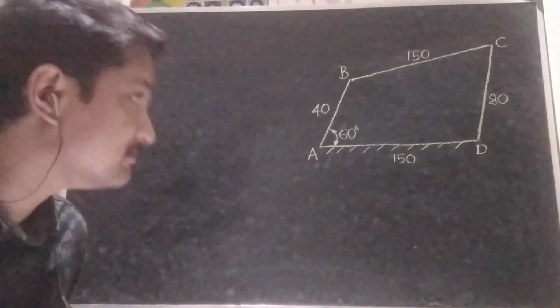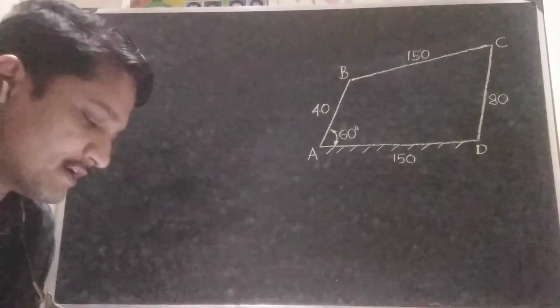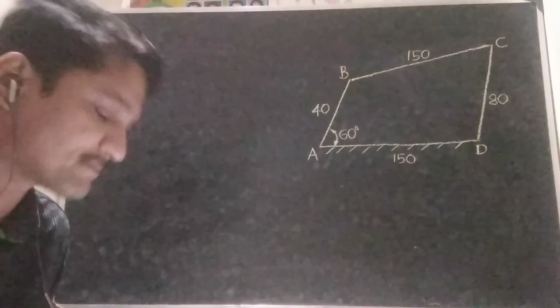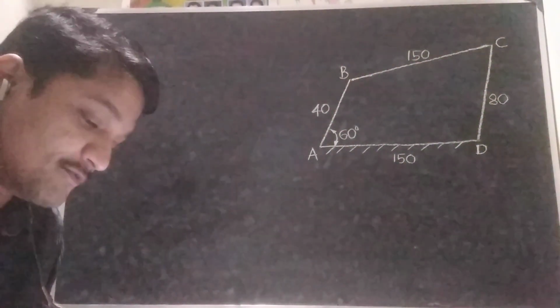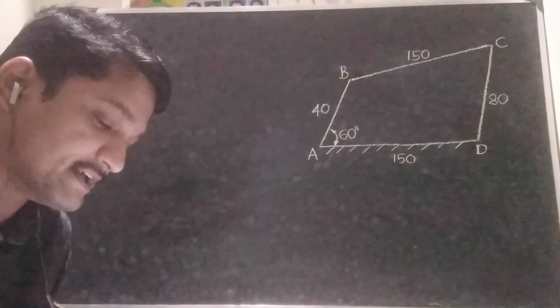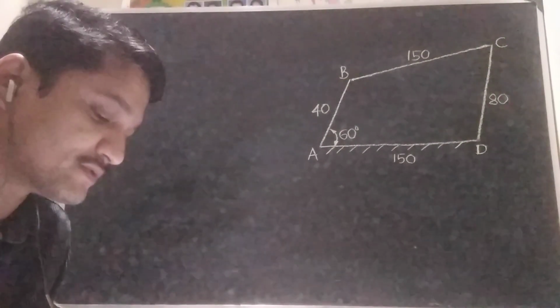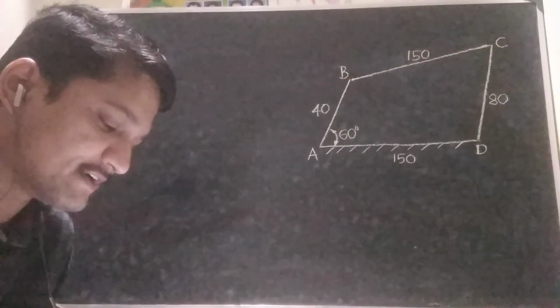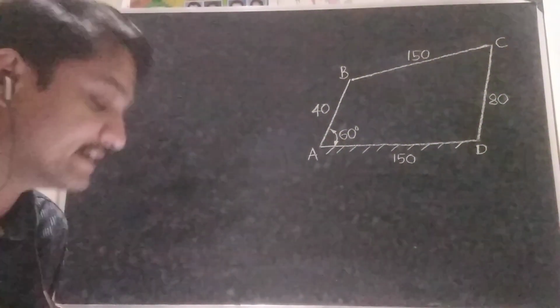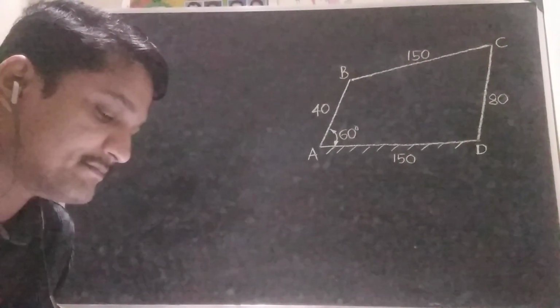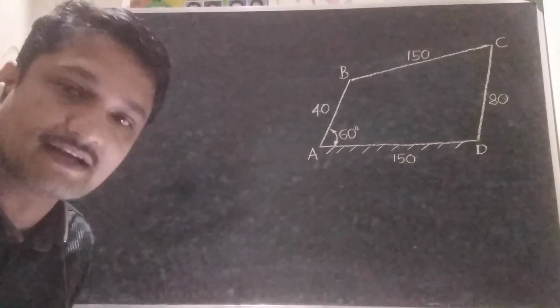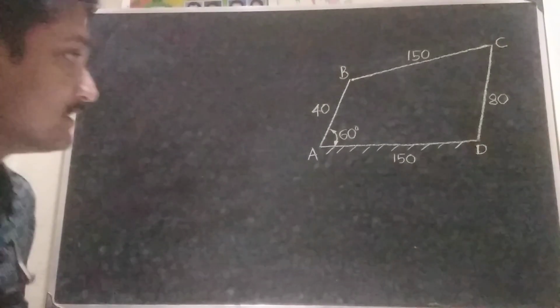The crank AB is 40 mm long and rotates at 120 rpm clockwise, while the link CD, equal to 80 mm, oscillates about D. Find the angular velocity of the link CD when the angle BAD is equal to 60 degrees.